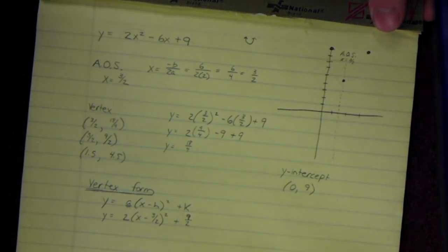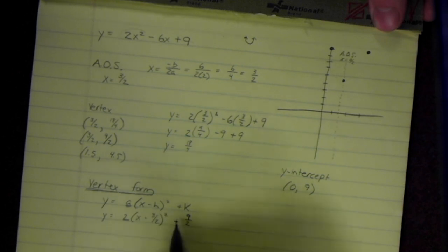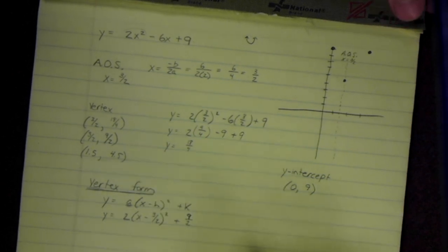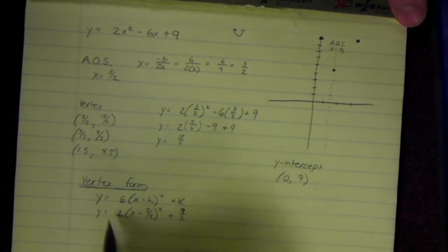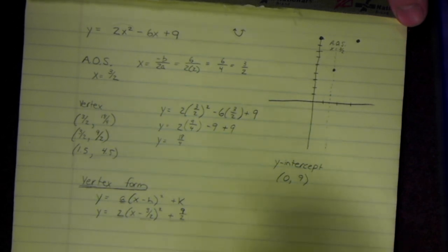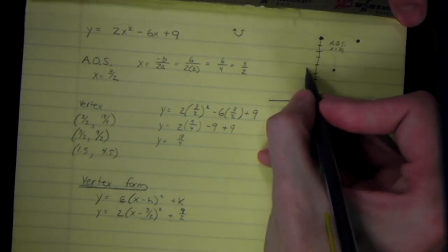Alright, so this here is the equation in vertex form. If you've practiced graphing using translations, we know that what's going to happen here is our graph's going to be shifted up 9/2, to the right 3/2, and then we're going to have a vertical stretch of 2 that's going to multiply all of our y values by 2. So let me do some stuff here real quick.